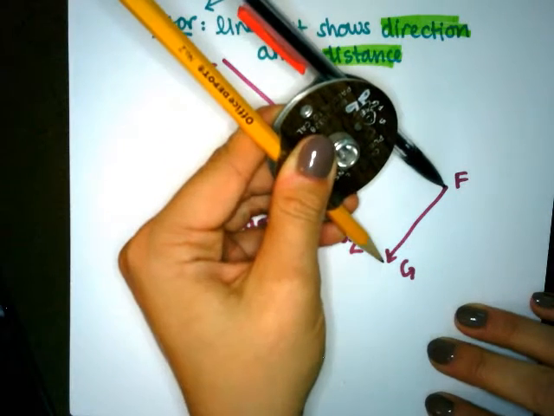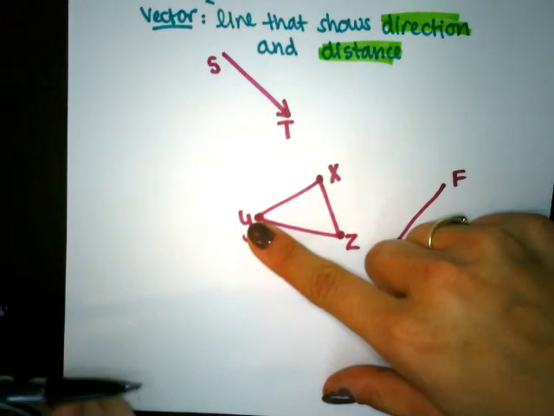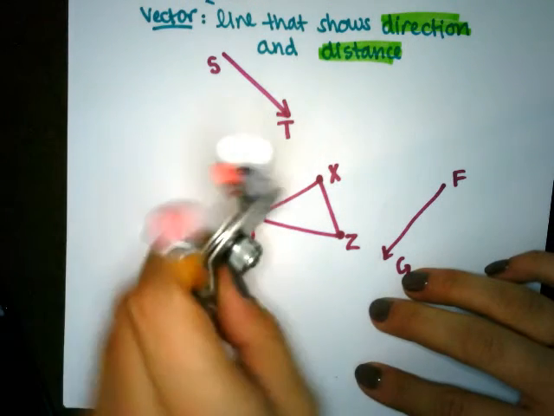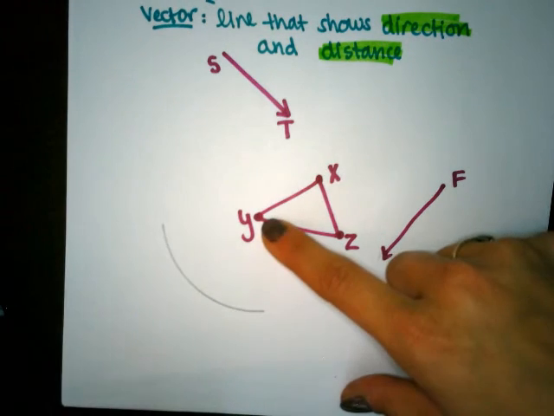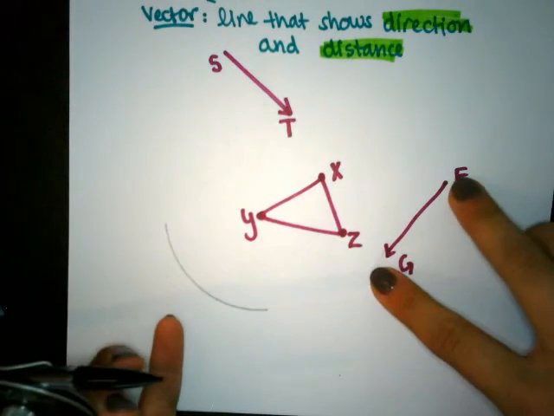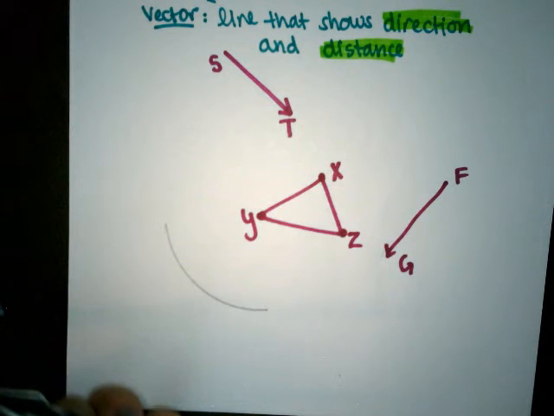Okay, so I set it to the length of FG. Then from one of the points, let's start with Y, I'm going to draw an arc that's that size, because I know that I want to move Y the length of FG. I'm not totally sure what direction yet, so I'm going to draw an arc that shows all the places it could be.